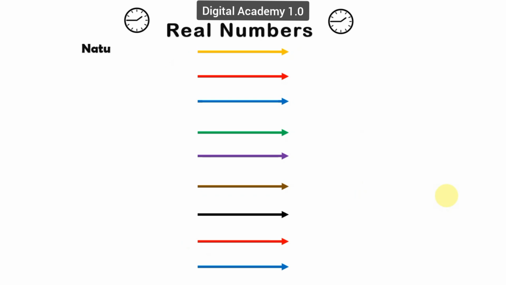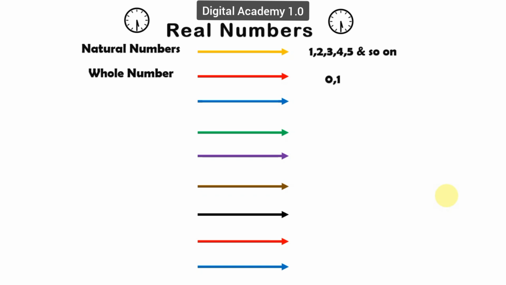1. Natural numbers. They are counting numbers like 1, 2, 3, 4, 5 and so on, generally represented by capital letter N. Next, whole numbers. It starts from 0. For example, 0, 1, 2, 3, 4, 5 and so on. Represented by capital letter W.